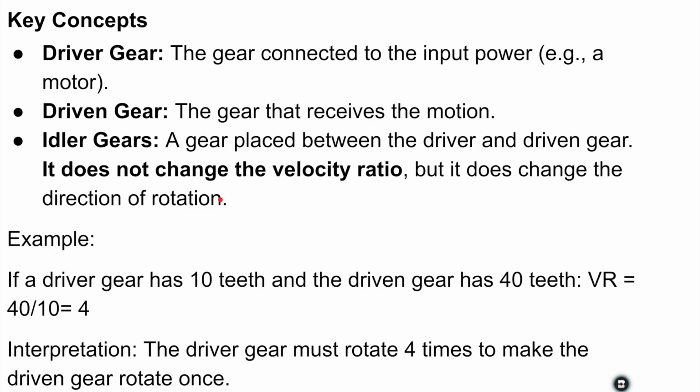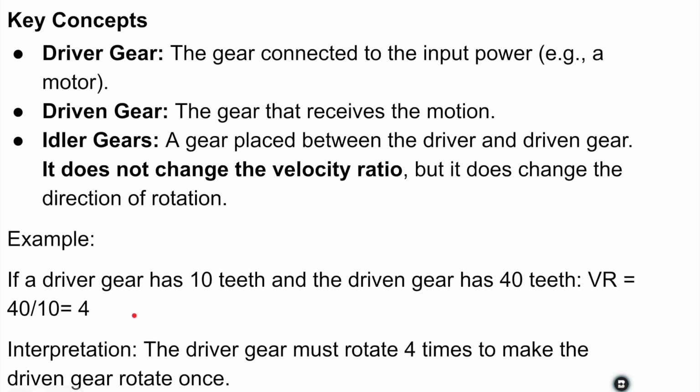Some key concepts: we need to understand that there are driver gears. This is the gear connected to the input power. There are driven gears. This is the gear that receives the motion. We can have idler gears. This is the gear placed between driver and driven gears. It doesn't change the velocity ratio, but it does change the direction of rotation.